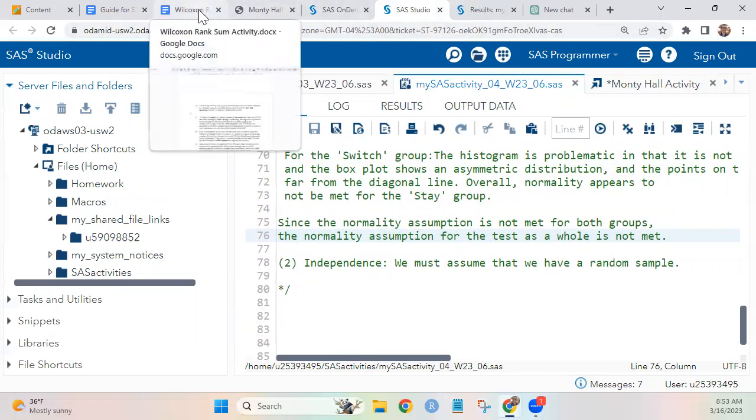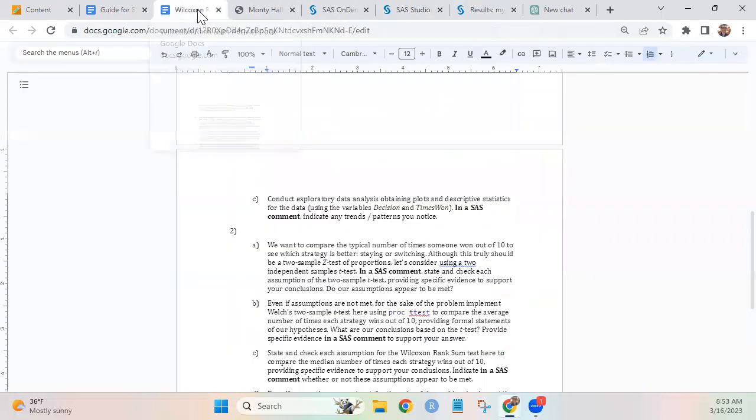Was that working now for the typing? Oh no. Shoot. Okay, so our assumptions appear to be met.